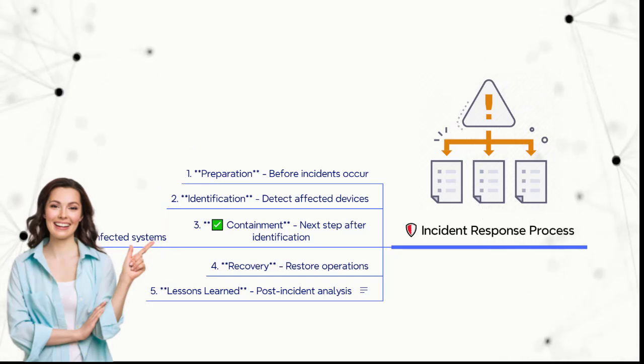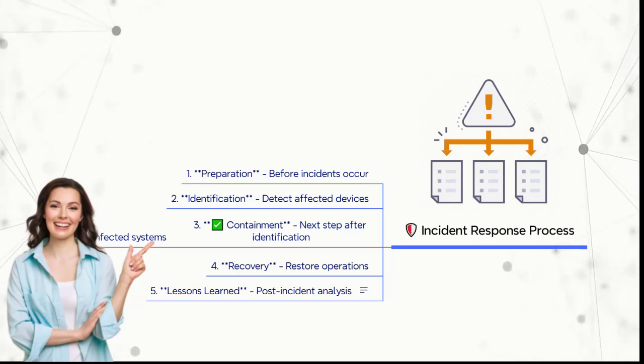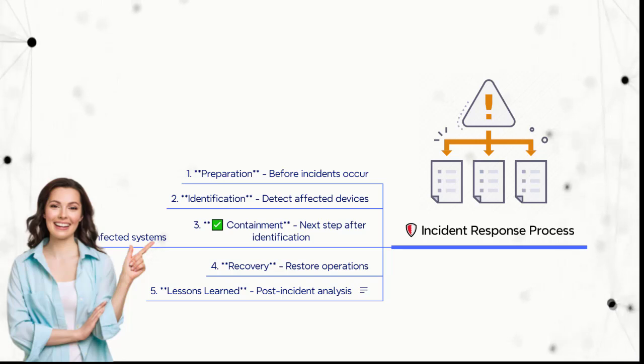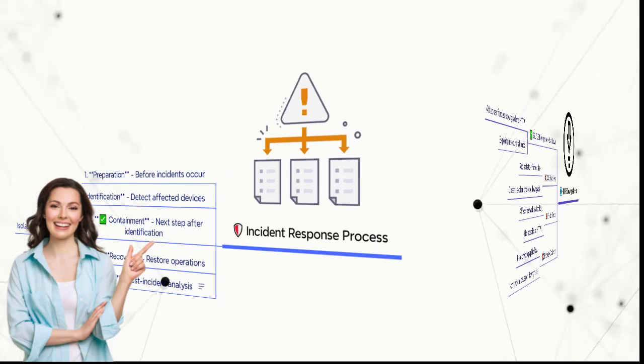Other steps in the incident response process are just as important, but they come at different times. Preparation happens well before an incident. It's about having the tools and plans ready. Recovery comes after containment, when you clean up and get everything back to normal. And lessons learned, that's your chance to reflect and improve your process so the next incident goes more smoothly. But in the heat of the moment, containment is what stops things from getting worse.